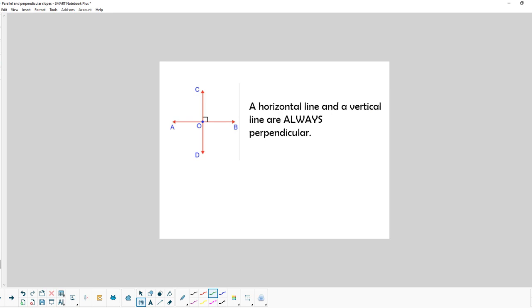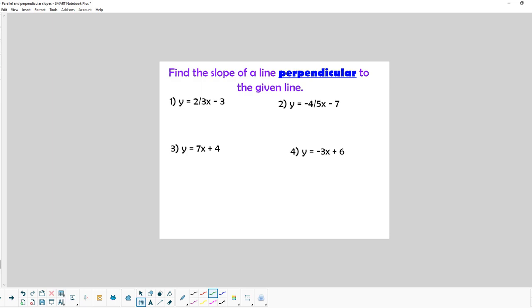Okay, a horizontal line and a vertical line are always perpendicular. So find the slope of the line perpendicular to the given line. For this particular line, something perpendicular to that 2/3 would be -3 over 2. For this one, it would be +5 over 4. For this one, the original slope is 7 over 1, so something perpendicular to that would be -1/7 slope. And this one, the slope is -3, so the negative reciprocal of that would be +1/3.